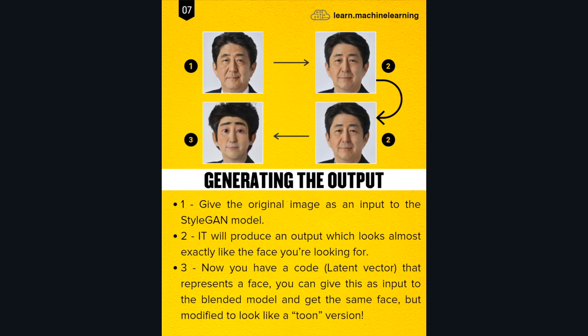Then we pass that latent vector to the blended model, in the sense the hybrid model which we saw in the previous slide, and we generate the toon version of that image. We'll have the same face but modified to look like a toon version. If you see the first image, which is the input, the second image which we got from the StyleGAN, and we pass that second image to get the third image, the toon version. So this is how we generate the output. Now let's see the code demo of this.